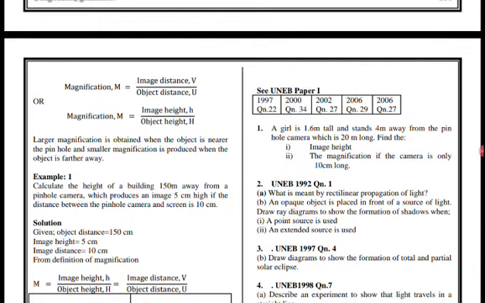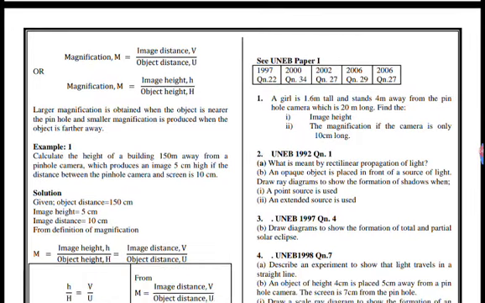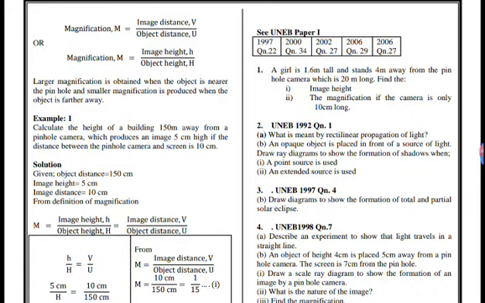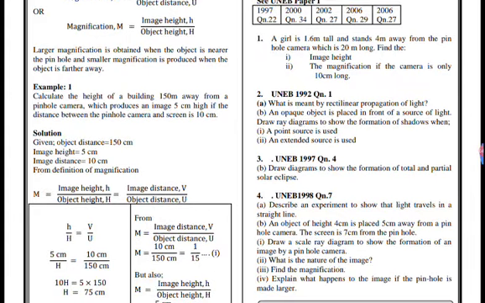Large magnification is obtained when the object is nearer the pinhole, and smaller magnification is produced when the object is farther away. So we can look at some calculations here on magnification. Before you think of calculating magnification, you have to look at what they've given you. You must have the image height, the object height, or the image distance, the object distance, in order to calculate magnification. Sometimes they can give you three and then you're told to calculate the other one.